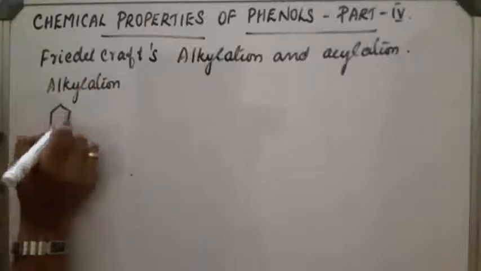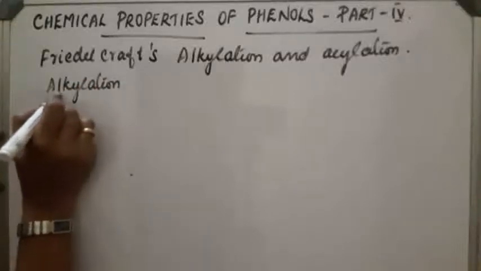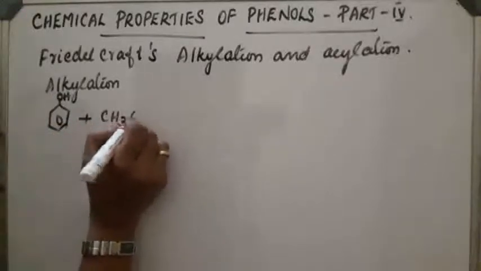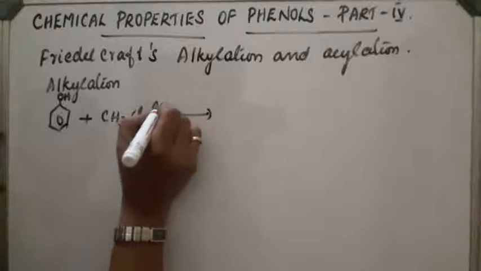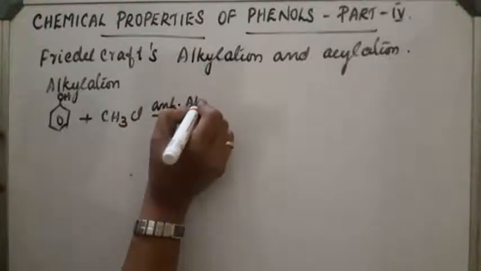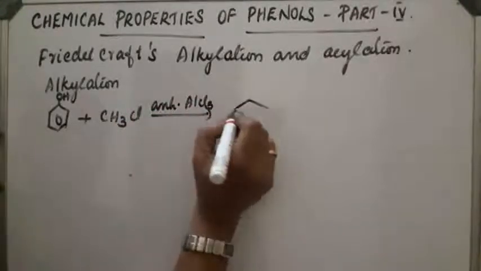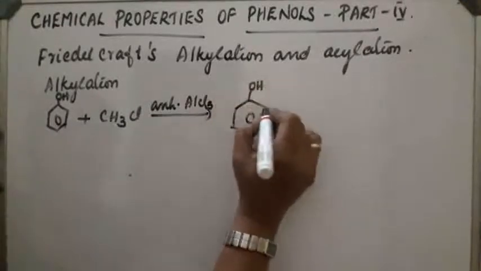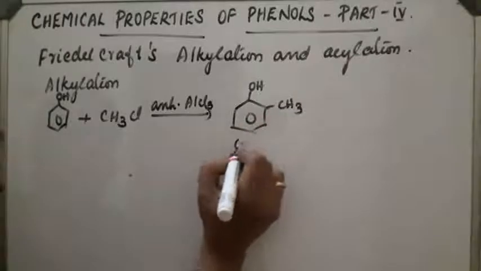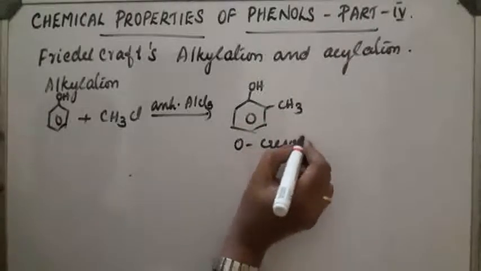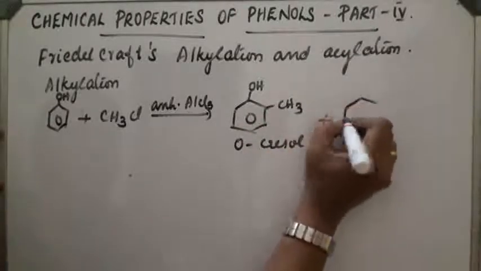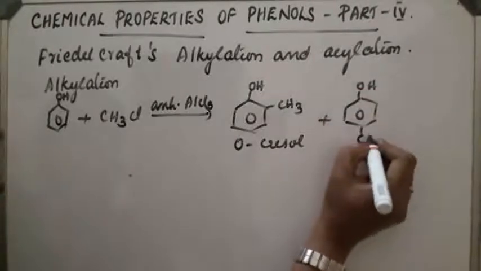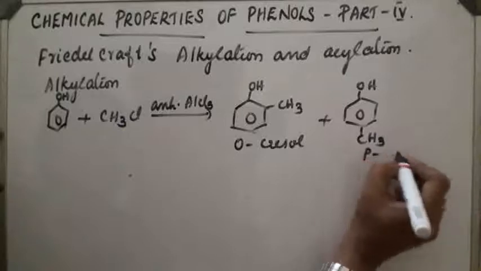Phenol on reaction with alkyl chloride CH3Cl, in presence of anhydrous AlCl3, reaction takes place and ortho and para substituted compounds are obtained. This is orthocresol and paracresol. Two products are obtained.